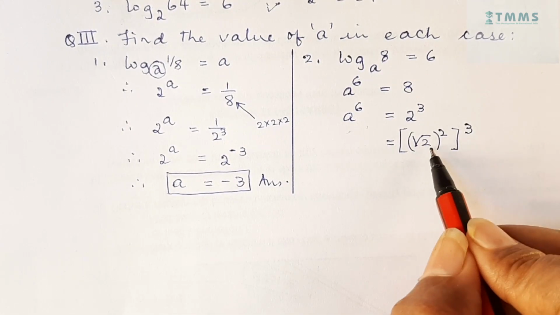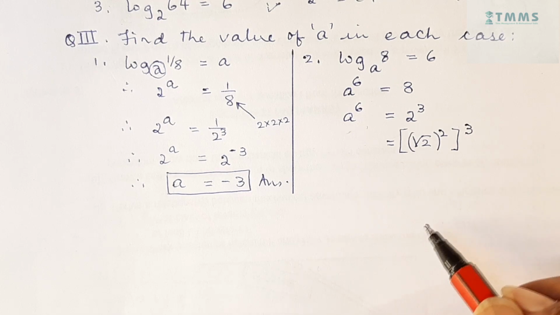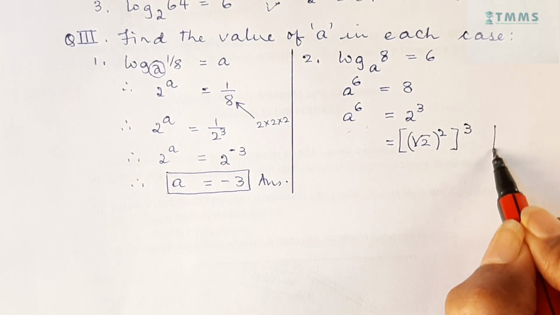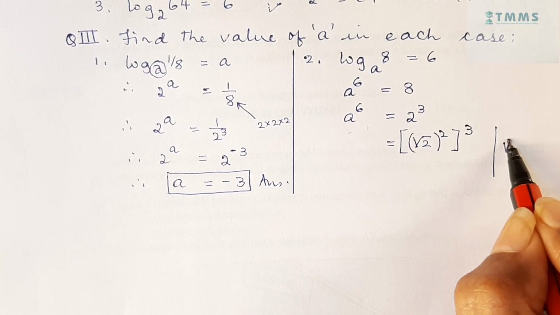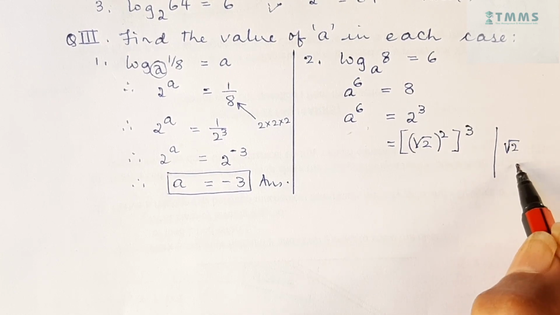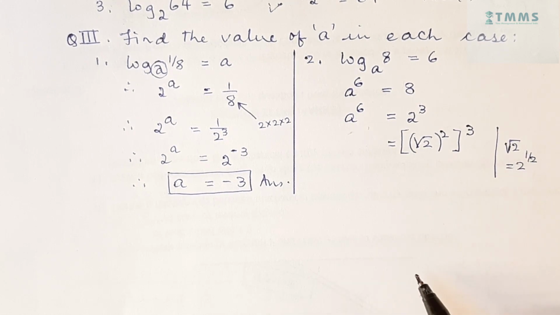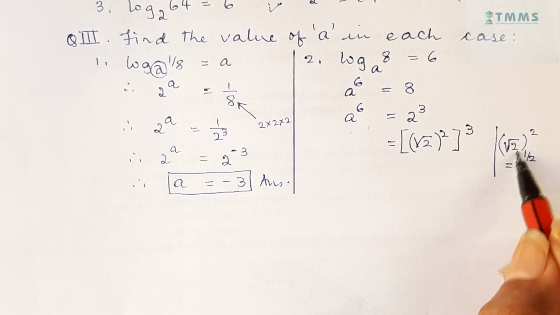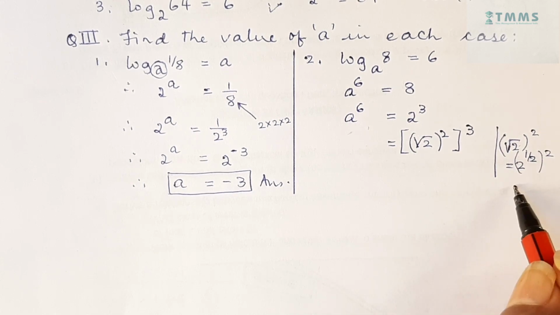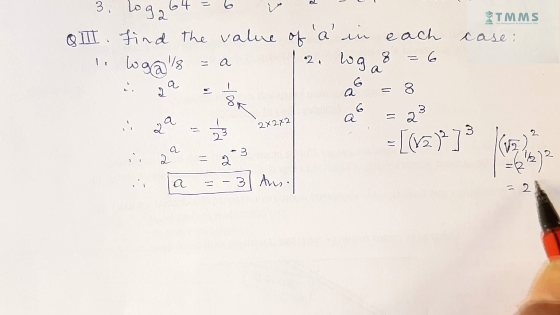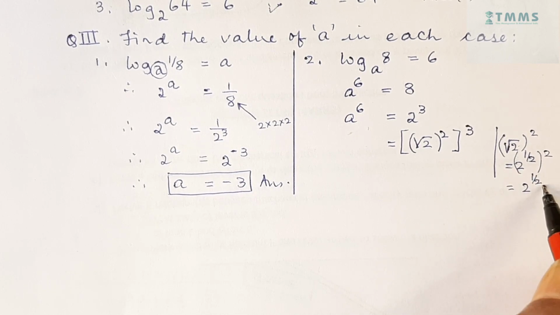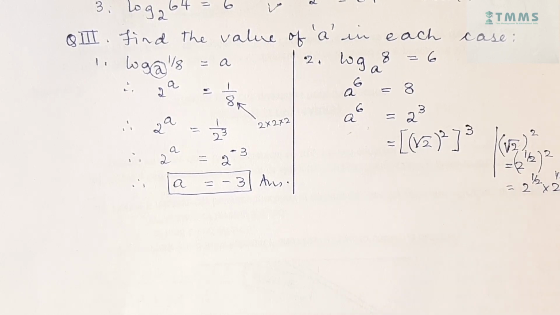Now see this square root of 2. Square root means power half. So our thinking step is root of 2 is actually 2 raised to half. If I square this, I will have to square this as well. And that will give me 2 raised to half multiplied by 2 raised to half, and that will give us 2 raised to half plus half means 1.